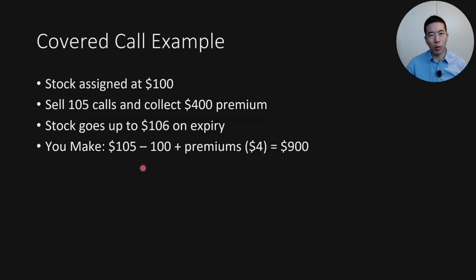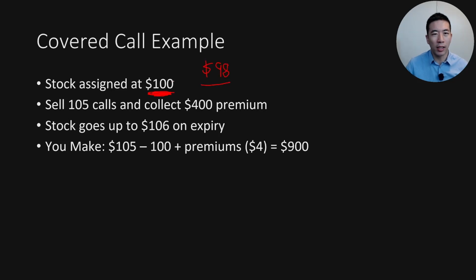Let's go over an example of math with some numbers. Say we were shorting a put and we shorted the 100 put. And we got assigned the stock at 100 because the stock ended up at, say, maybe $98 on expiry. The stock is at like $98.